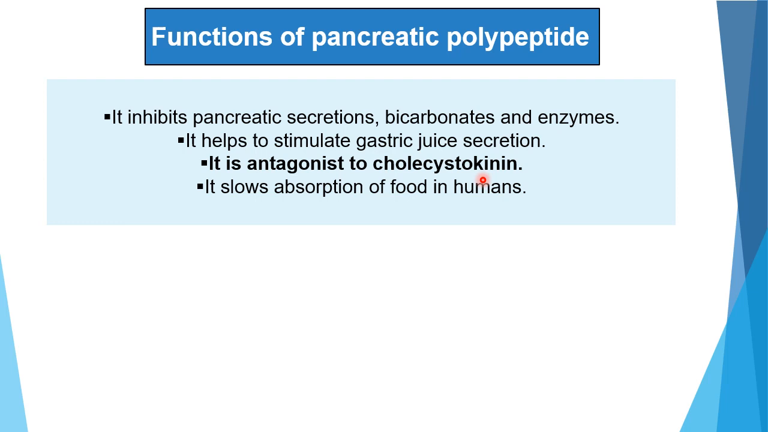Cholecystokinin is secreted from duodenum that stimulates the release of bile and secretion of enzymes from the pancreas. It also slows down the absorption of food in humans.